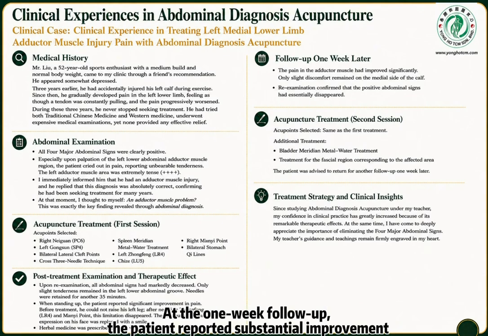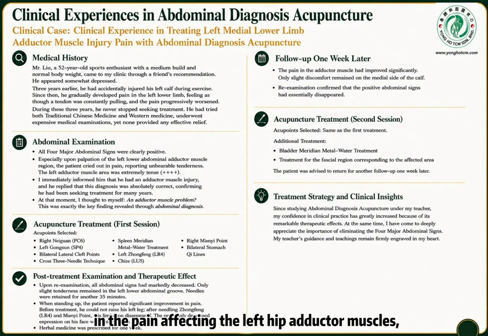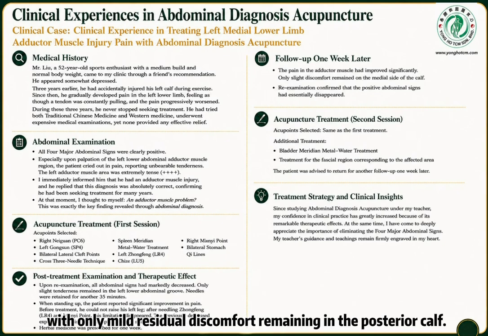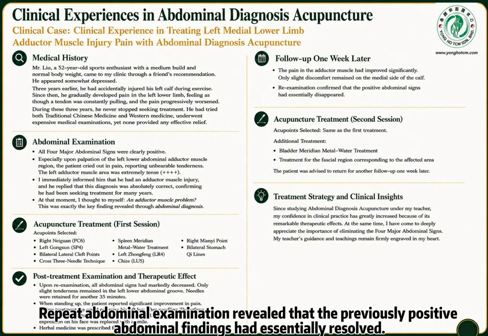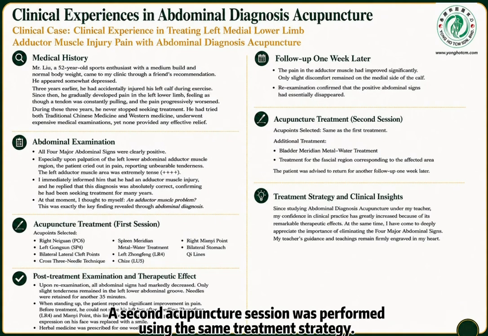At the 1-week follow-up, the patient reported substantial improvement in the pain affecting the left hip adductor muscles, with only mild residual discomfort remaining in the posterior calf. Repeated abdominal examination revealed that the previously positive abdominal findings had essentially resolved. A second acupuncture session was performed using the same treatment strategy.